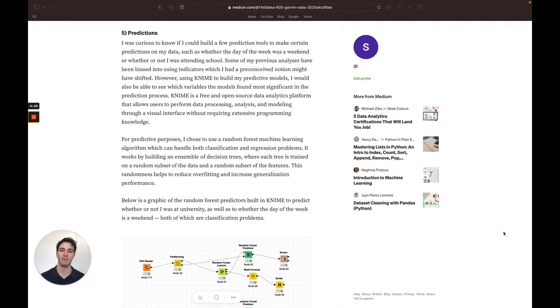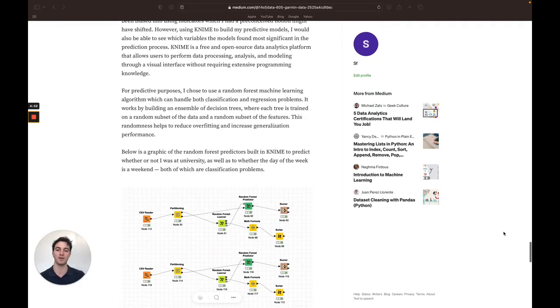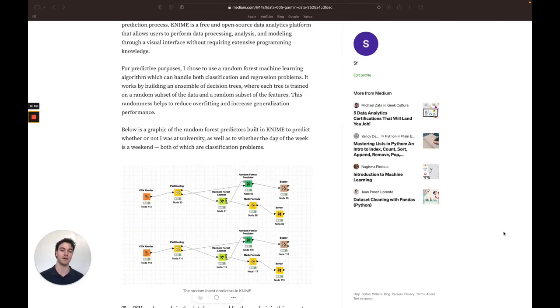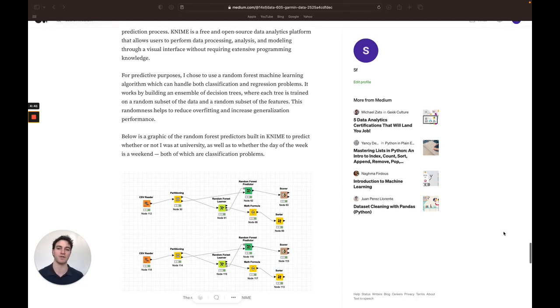The last part of my data story was to see whether or not I could perform some predictions on my data. So I chose to make predictions on whether or not the day of the week was a weekend or whether or not I was attending university. And I did this through using a tool called KNIME, which is a free open source data analytics platform where you can do all kinds of data processing, analytics, and modeling through a pretty visual and easy to use interface.